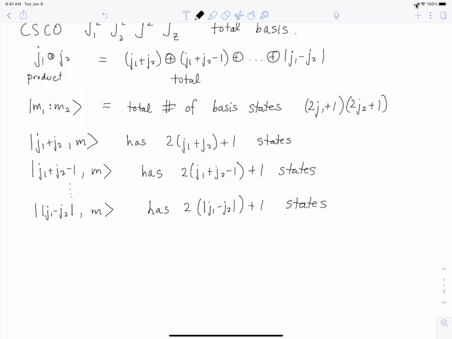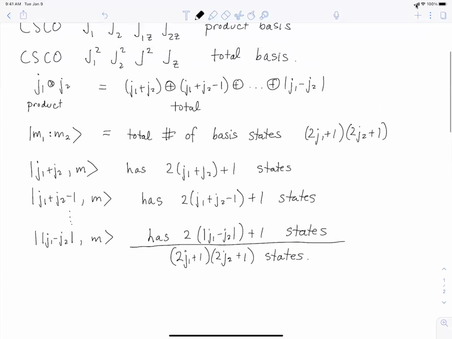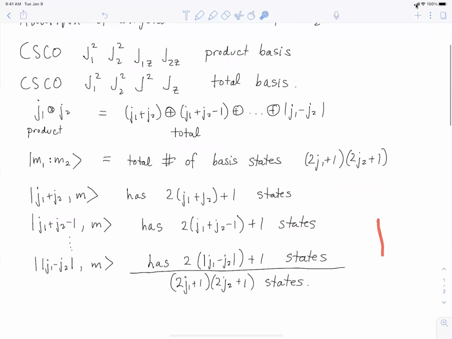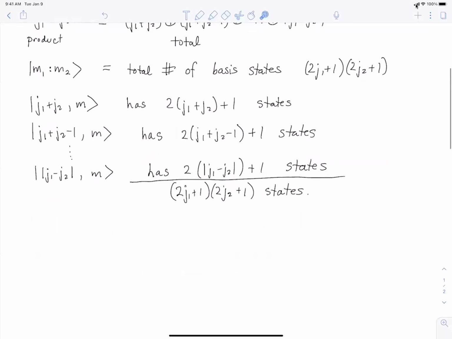And now I'm not going to do the combinatorics, but if you add up all of those things, you will find that you indeed get 2J1 plus 1 times 2J2 plus 1 states. So either way, that's the dimension of the Hilbert space. It's really easy to get that dimension in the product basis. You just multiply them together, and in the total angular momentum basis, you have to do them individually and then add them all up, but you get the same number in the end.